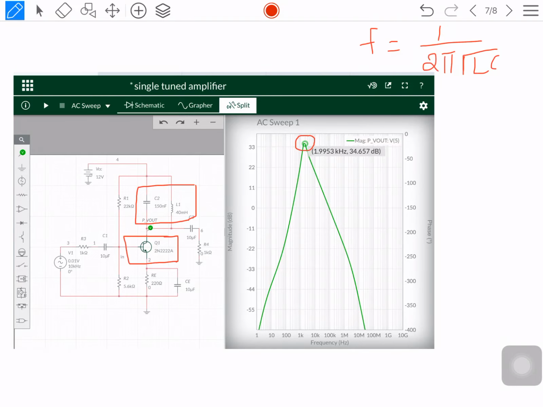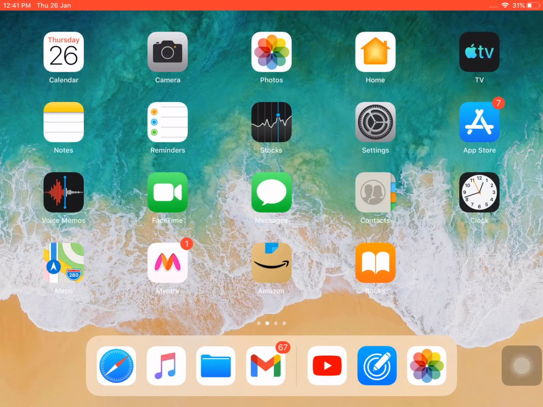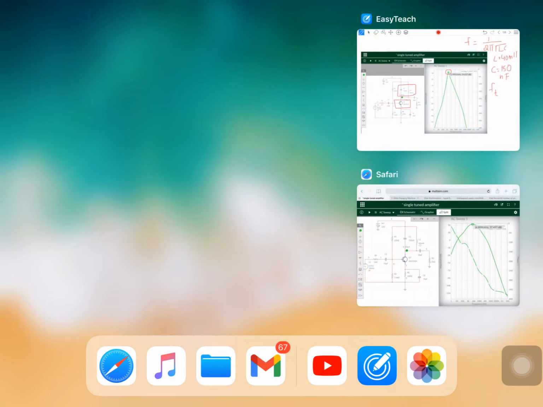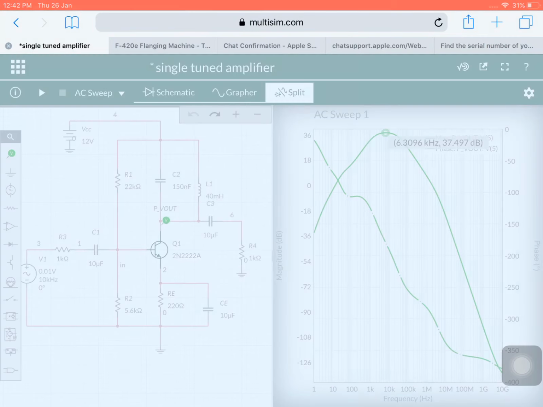As we already know, L is given as 40 millihenry and C is given as 150 nanofarad. Substitute these terms in this equation, you will get one theoretical value. That theoretical value will be approximately 1.9 kilohertz frequency. I will show you how we can get it even in a Multisim online simulator.